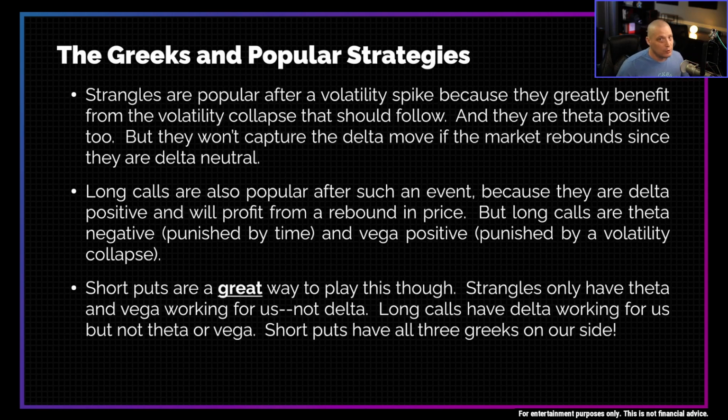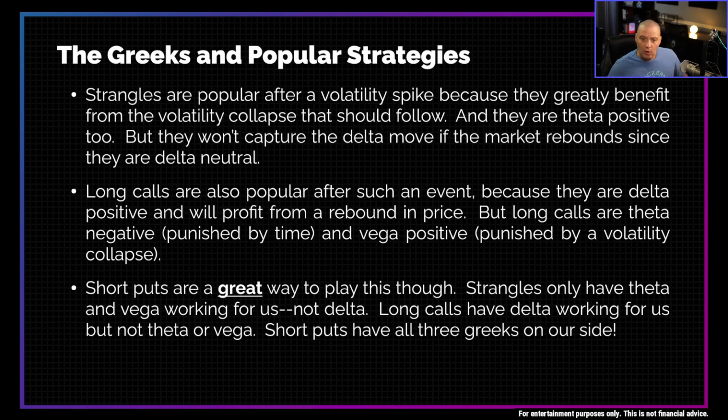Short puts are a great way to play this kind of market crash / volatility spike, right? Because the strangle is great because you're going to benefit from theta and vega. If you put on strangles, you probably made a lot of money on them. You just didn't make as much money as you could have had you chosen the put, because strangles only have theta and vega working for them. They don't have delta working for them.